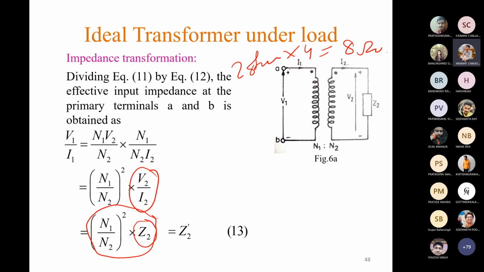So Z2 into N1 by N2 whole square is some other impedance having value Z2 dashed. Okay, so Z2 dashed is equal to V1 by I1. What is the meaning of this? That means we can connect this Z2 dashed in the primary side and the current relation, that is V1 by I1, will remain same.